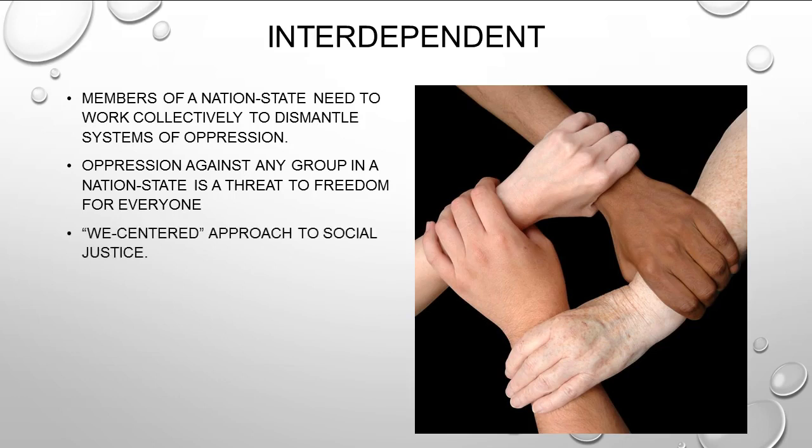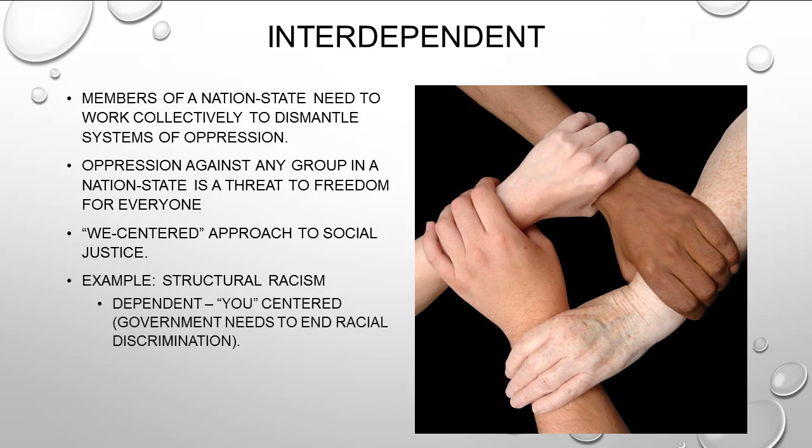And it's what's called a we-centered approach to social justice. So it's basically encouraging people to look at themselves as members of a larger group rather than just specifically an individual. And so I'll use structural racism as an example of what I mean by that. So there can be something called a dependent or a you-centered approach, which means that government just needs to end racial discrimination, right? And there's really no recognition of what the citizen might need to do in order to see that happen.